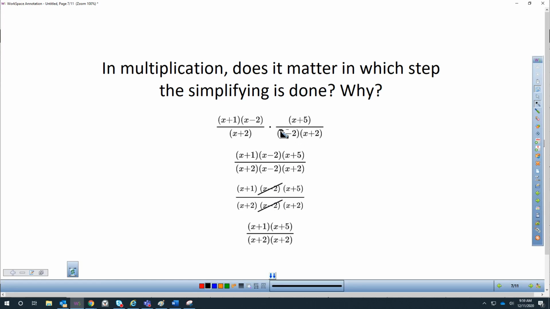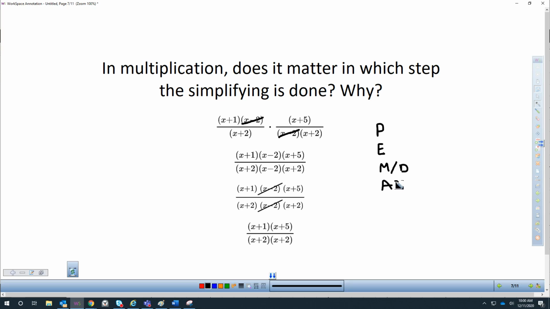So could we have gotten rid of that first? And the answer is yes. You can actually cancel those out up here instead of multiplying them together and then canceling them out. And that's because of the order of operations. If you remember PEMDAS, so parentheses, then we do exponents, then we do multiplication and division.